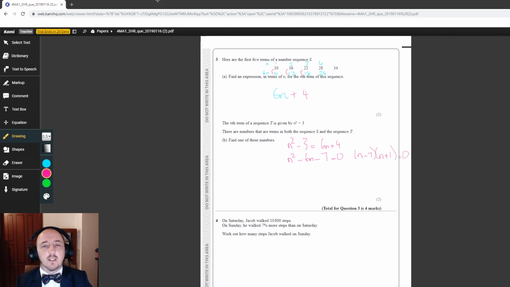Now, we can't have a negative n, so we're going to choose n equals 7. And when we put that into both equations, so 6 times 7 plus 4, or 7 squared minus 3, we get the same answer of 46. So we can just check that on here. This one goes up 40, 46, and n squared minus 3, we could do 6 squared minus 3, and then 7 squared minus 3, but 7 squared 49 minus 3 is indeed 46. So we know that that's in both sequences.